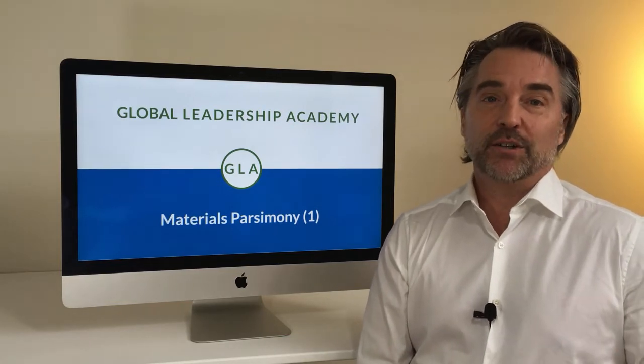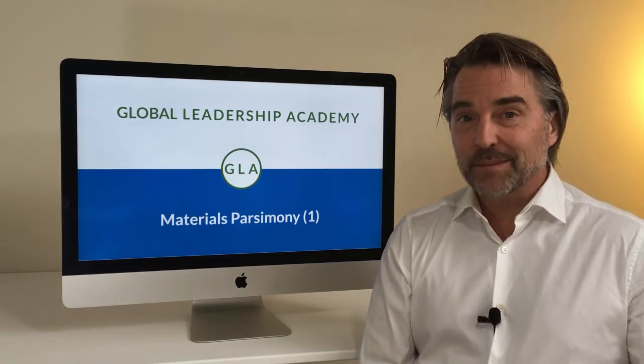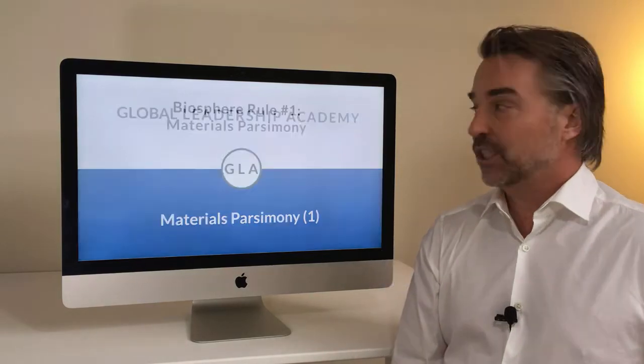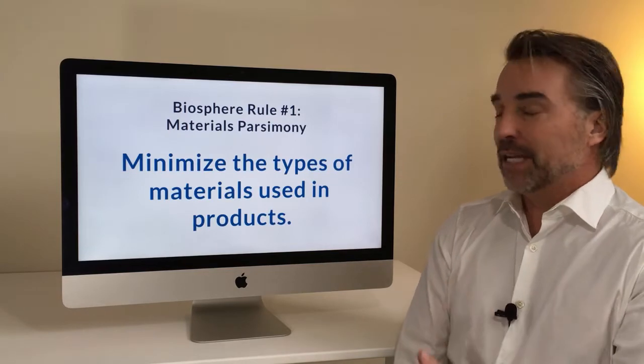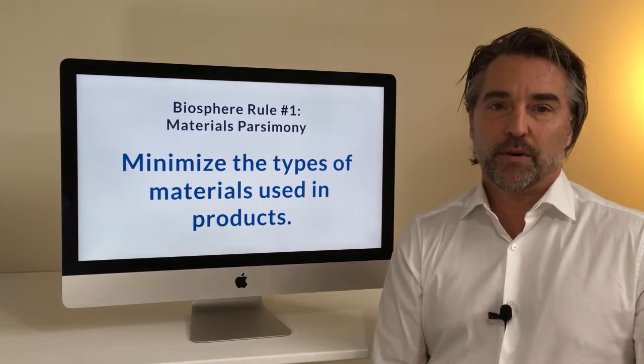So, what is materials parsimony? Well, quite simply, materials parsimony is about simplification. We can describe or define materials parsimony as minimizing the types of materials used in products, right?